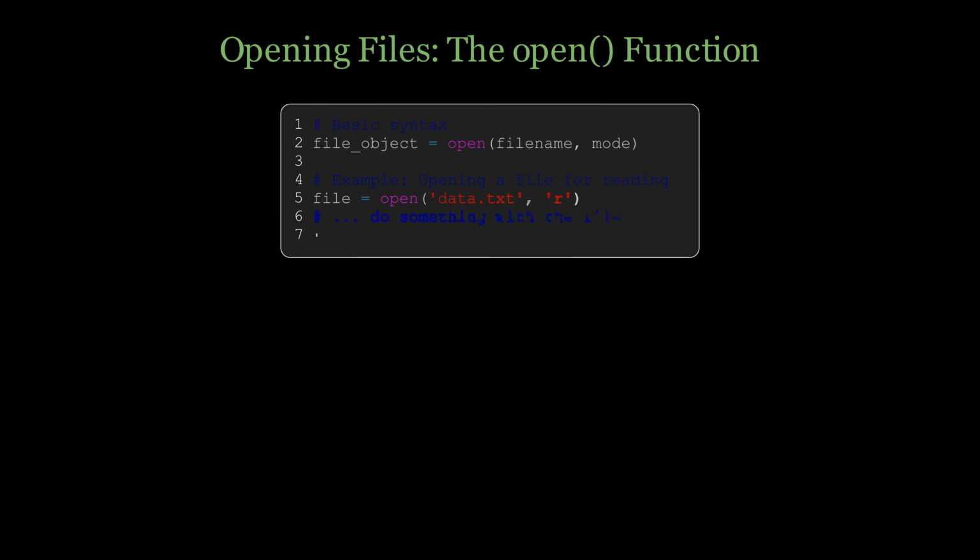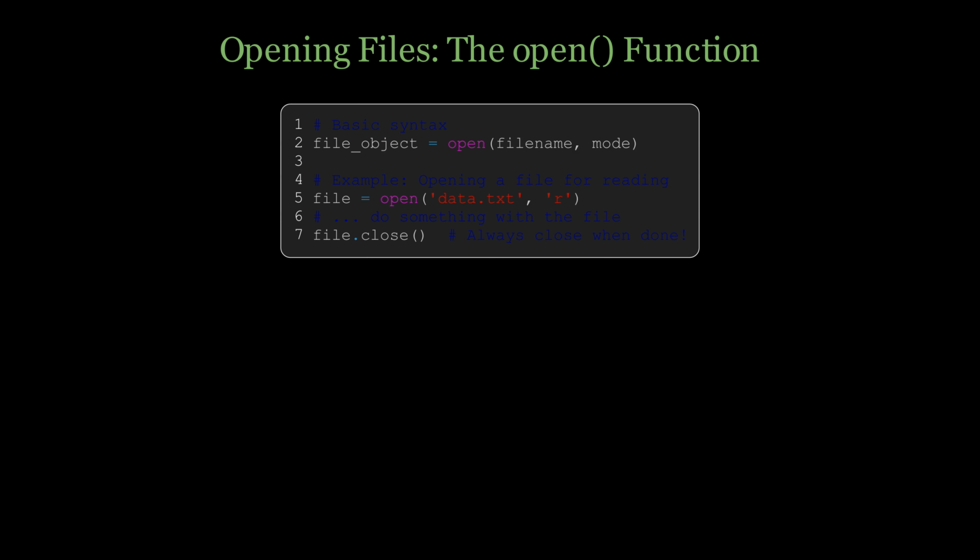The open function is your gateway to file operations. It takes a file name and mode, returning a file object that you can use to read or write data. Let's start with the basic syntax and see it in action. The basic syntax is straightforward. Open takes a file name and mode, returning a file object. You work with this object to read or write data.